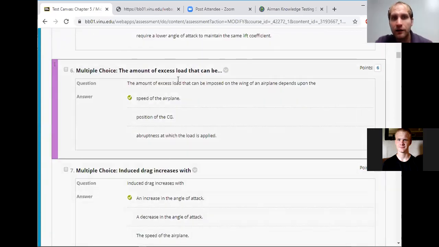We got a question here about load factor. I had a lot of y'all missing this question here. The amount of excessive load that can be imposed upon the wing of the airplane depends upon the speed of the airplane.